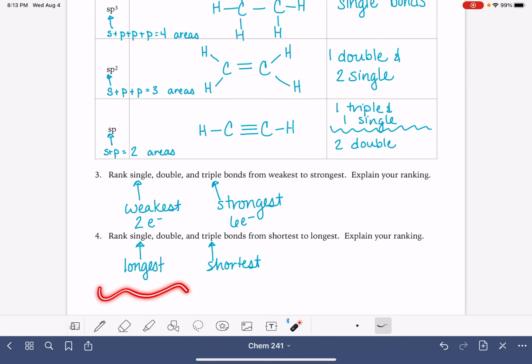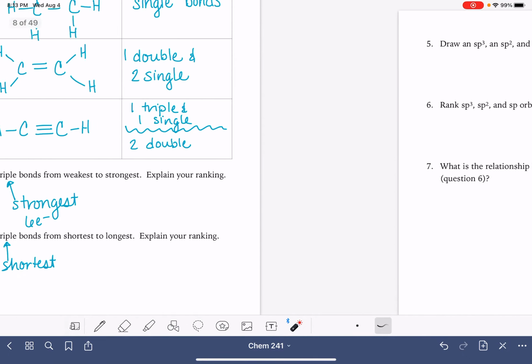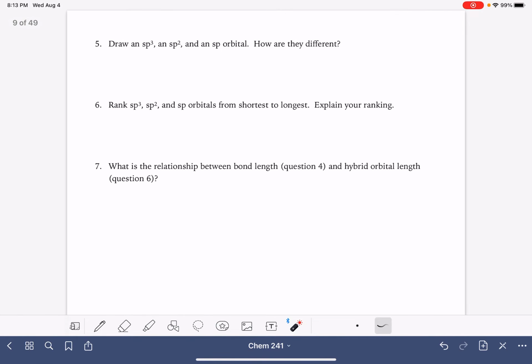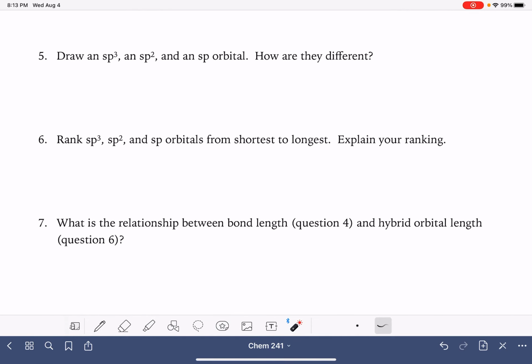I'm going to not address that yet. We're going to go to the next page. But don't worry, I am going to come back to this. So the next thing we're going to do is draw hybrid orbitals.